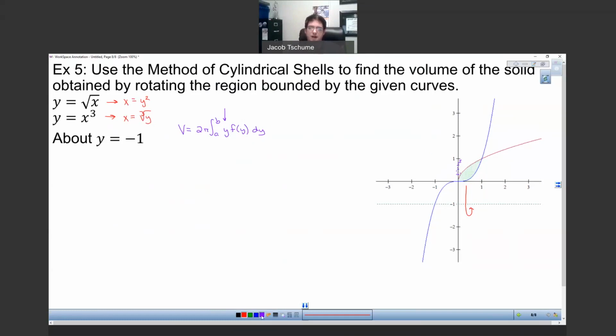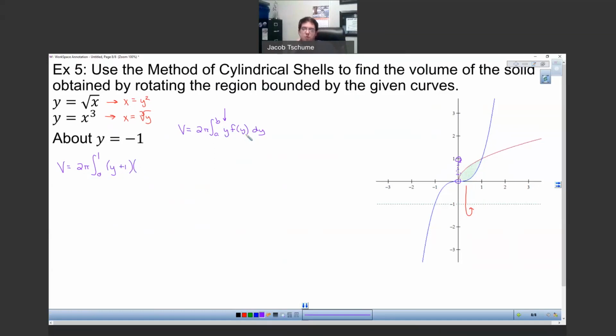So when you apply both variations to your shells method, volume is going to equal 2 pi times the integral. You're doing your y-axis, so that would be from 0 to 1. That's probably the best part of this problem. It would not be y in this case. You would have to do your function, which is y, minus the line you're rotating around. So y minus a -1 is y plus 1.